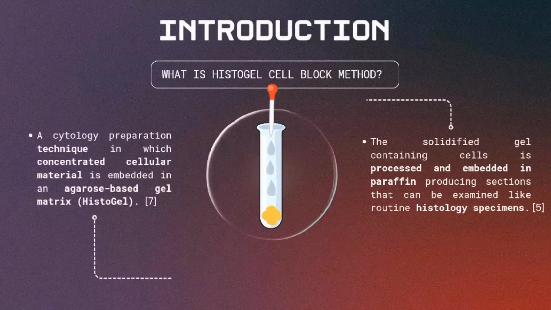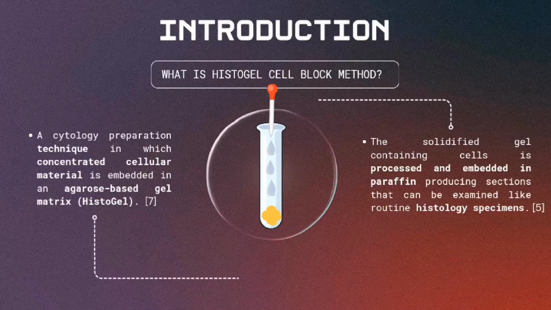Firstly, what is the histogel cell block method? It is a cytology preparation technique in which concentrated cellular material is embedded in an agarose-based gel matrix known as histogel, and then the solidified gel containing cells is processed and embedded in paraffin, producing sections that can be examined like routine histology specimens.